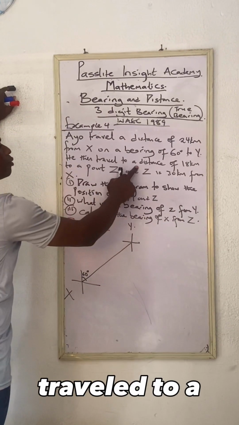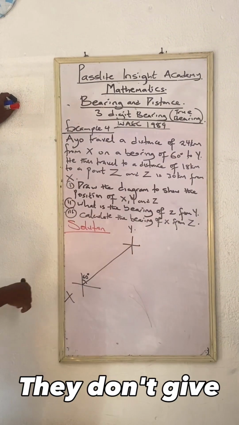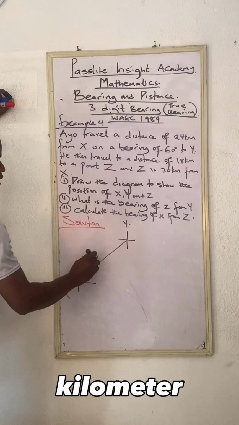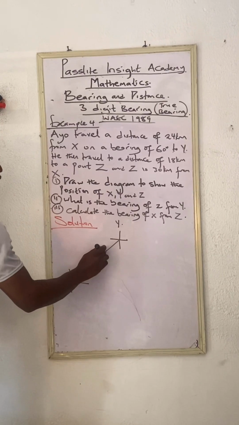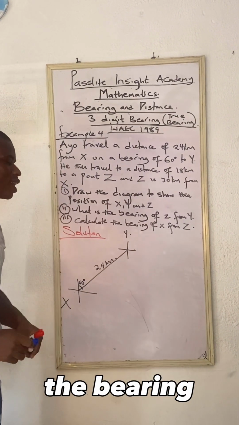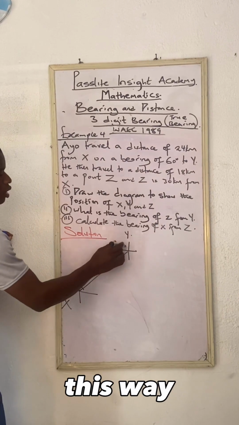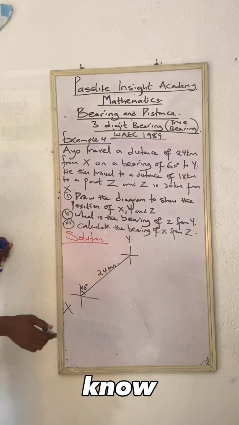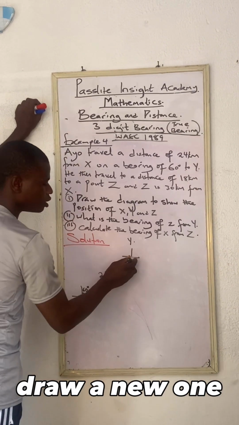Now it then traveled to a distance of 18 kilometers. They don't give us the bearing, but they give us this one. This one is 24 kilometers. They just told us that this one traveled 18 kilometers, but we don't know the bearing. It can actually go this way, it can go this way, it can go this way. So we don't know. But let's just draw any one, then we'll solve.